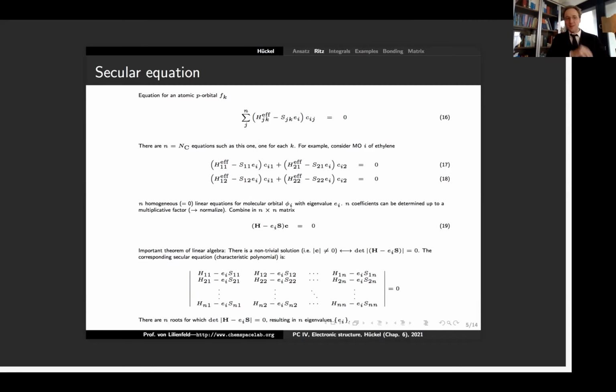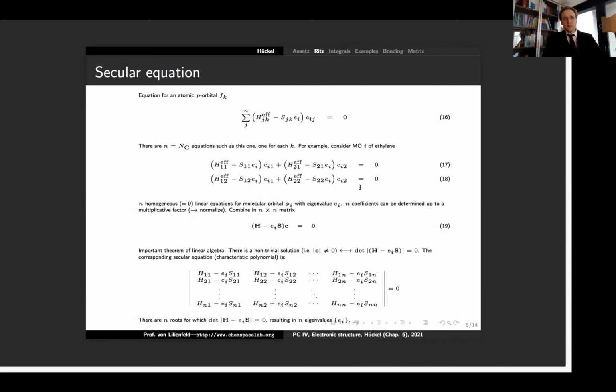And last week we introduced this theory, and I'd like to briefly recapitulate what we talked about and then proceed with the topic of bonding within Hückel theory. And afterwards, we'll also have a couple of slides for the topic of the matrix notation. So you can see that table of contents up here.